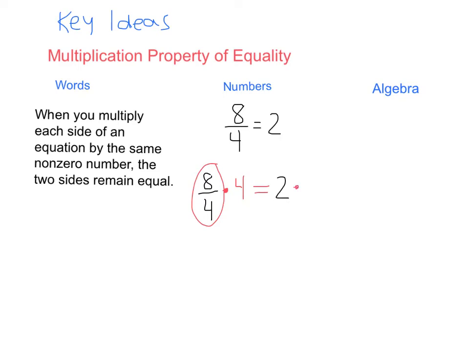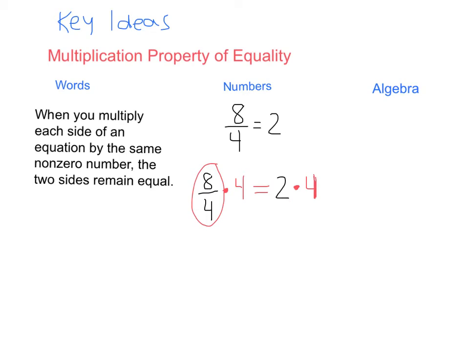Do the same thing to this side of the equation. Multiply it by 4. So as you can see, I took this as a division problem and I did the inverse operation, which is multiplication. I multiplied it by 4. And I have to do it over there.